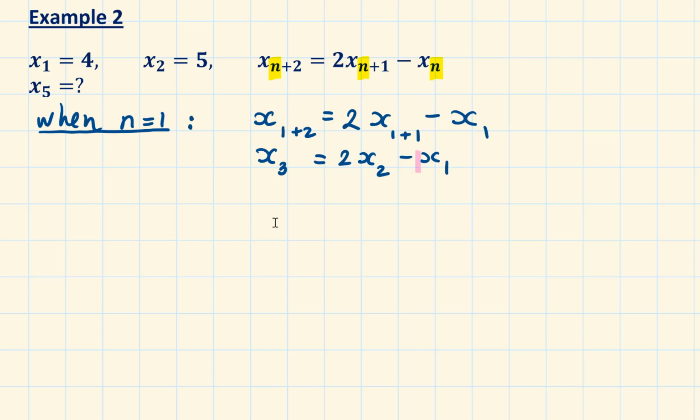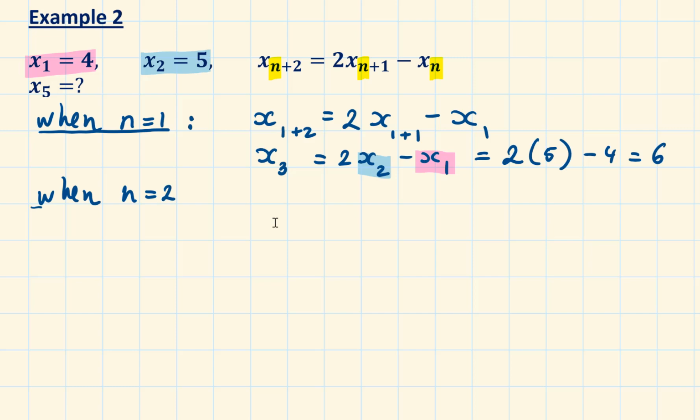We already know x_1, which is 4. x_2 is 5. These were given at the start. Next step is to substitute them. This is equal to 2 times 5 minus 4. Therefore, x_3 is equal to 6. Let's work out the next term.